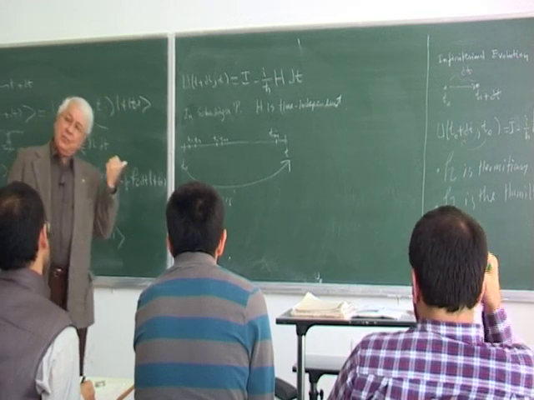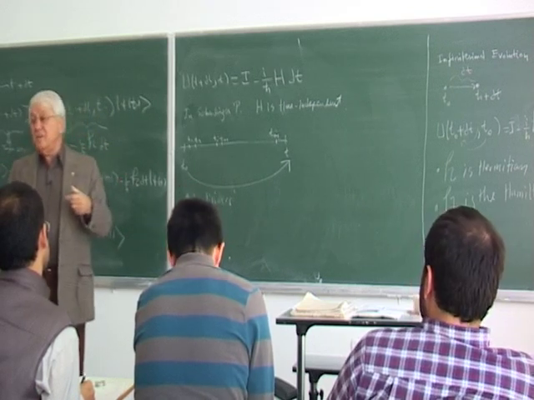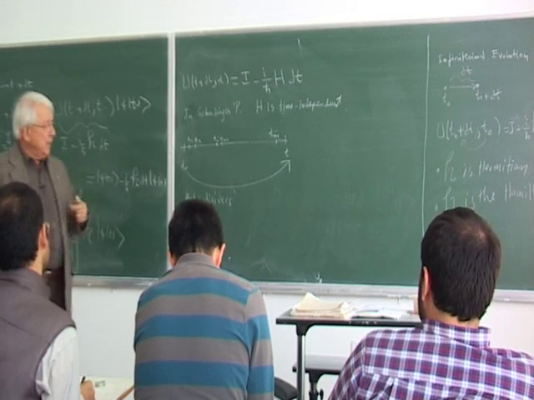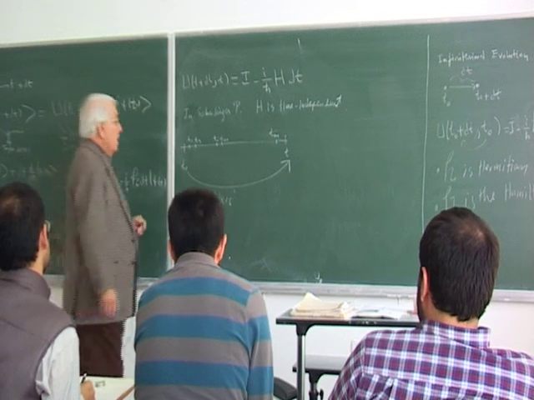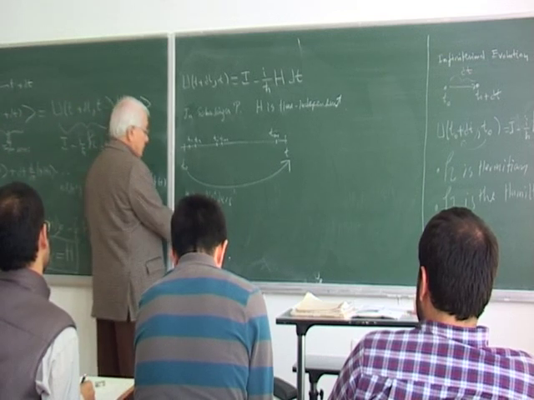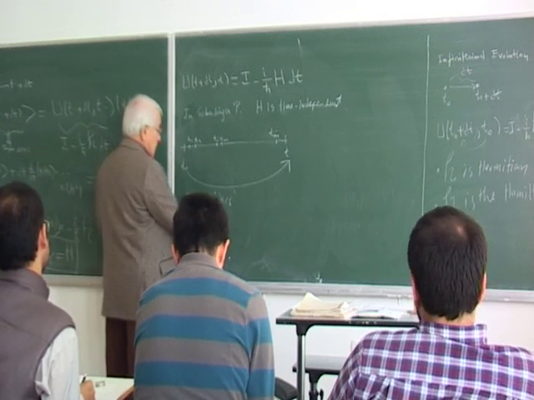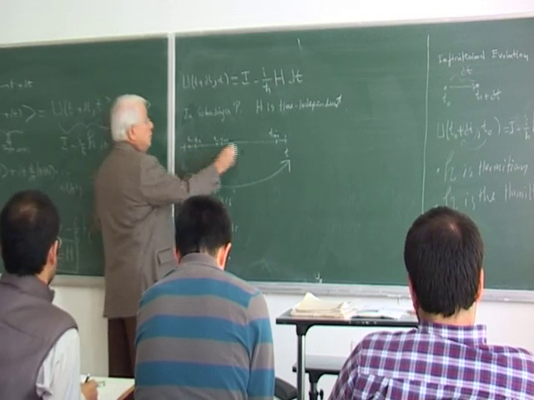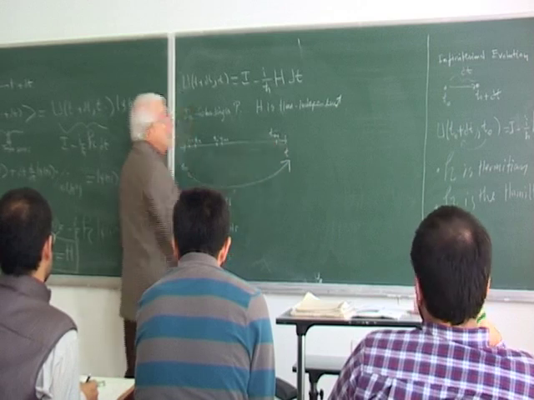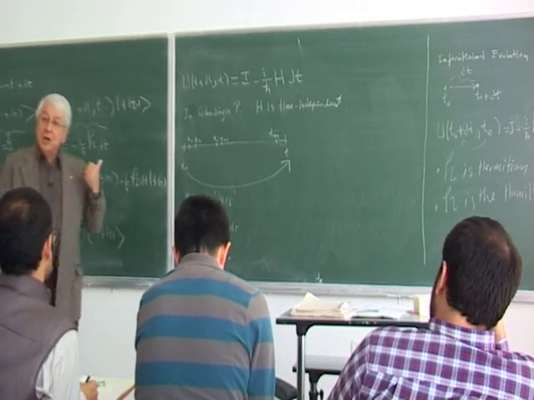T0 is the initial point fixed. T is the final point fixed. I have n minus 1 intermediate points. And how many intervals? N is the number of intervals. 1, 2, n minus 1, and n. You count from the left.